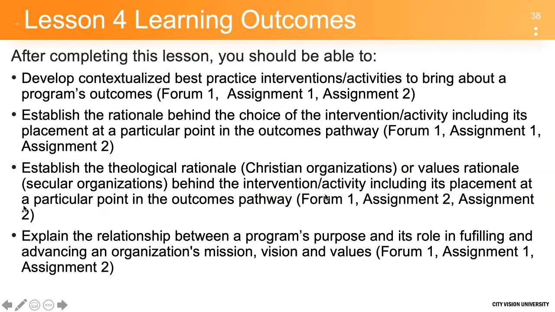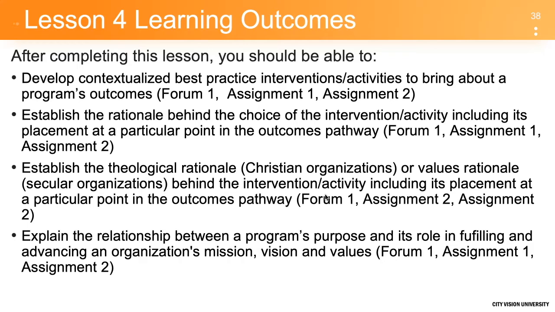There are 4 outcomes in this lesson. The first outcome is to develop contextualized best practice interventions and activities. That is, what has been proven to work well for your participants in their situation. The second thing is to establish the rationale behind the choice you made for the intervention activity, as well as the particular place in the outcome pathway that you place this activity.